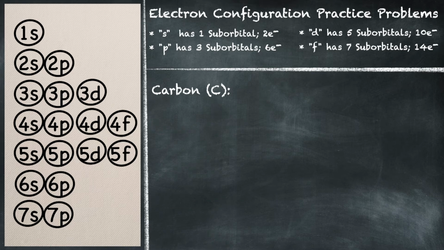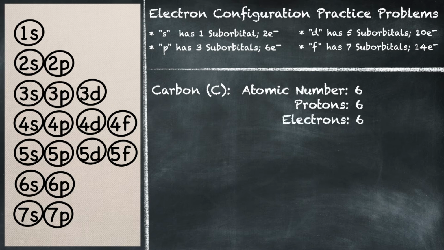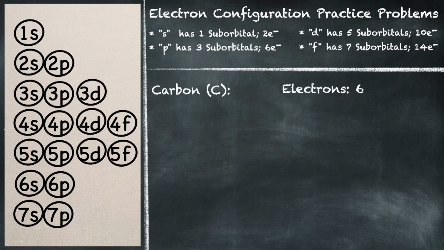So starting off with carbon. Carbon's atomic number is 6. That means it has 6 protons. Since it is neutral, that means it has also 6 electrons. So we're going to have to account for 6 electrons through this electron configuration.